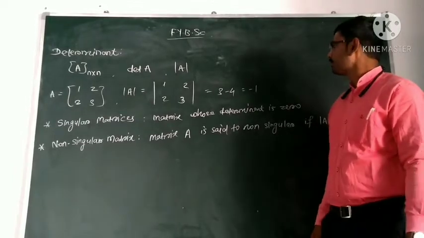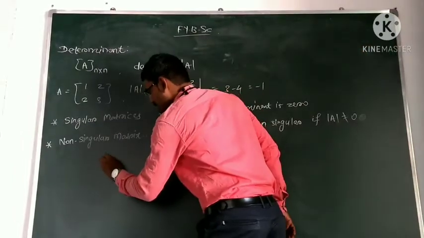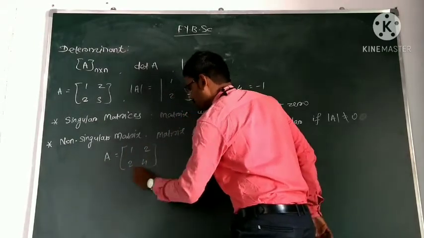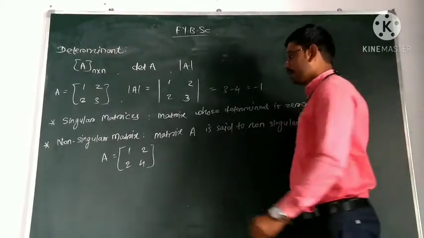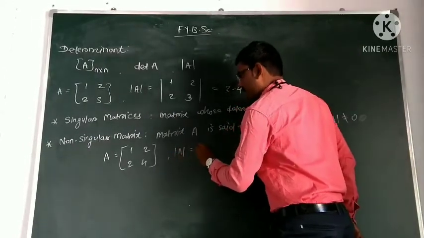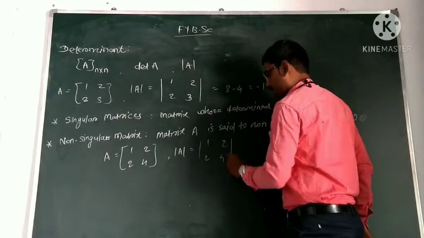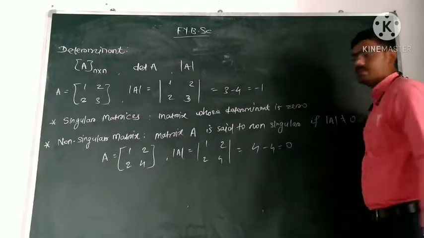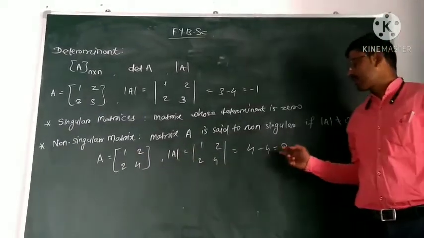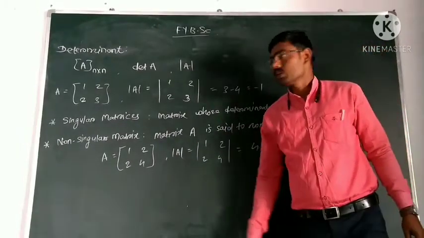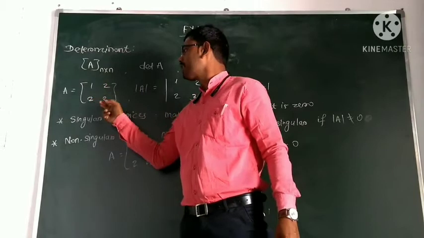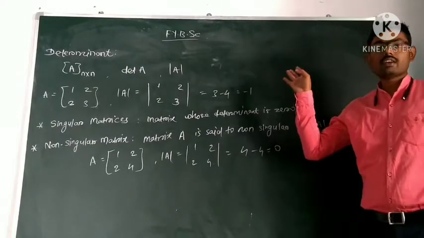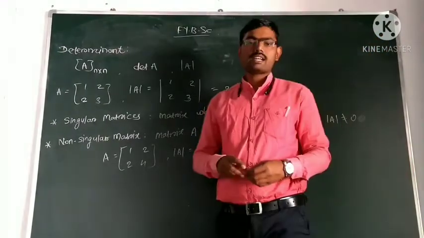For example, take the matrix A equal to [1 2; 2 4]. What is the determinant of A? The determinant of A is equal to the determinant of [1 2; 2 4], which is 4 into 1, which is 4, minus 2 into 2, that is 4, which is equal to 0. This matrix A is a singular matrix because its determinant is equal to 0. And for the matrix [1 2; 2 3], the determinant is minus 1, not equal to 0, so this matrix is a non-singular matrix. So understand what a singular matrix and a non-singular matrix are.